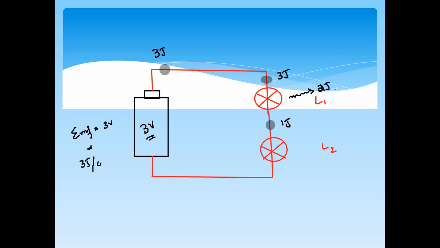And the energy transferred to the lamp or the device, we call that the potential difference. We also denote it by PD. So here, what is the potential difference? The potential difference is equal to 2 volts.